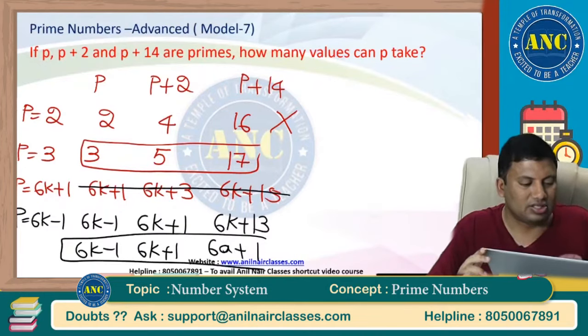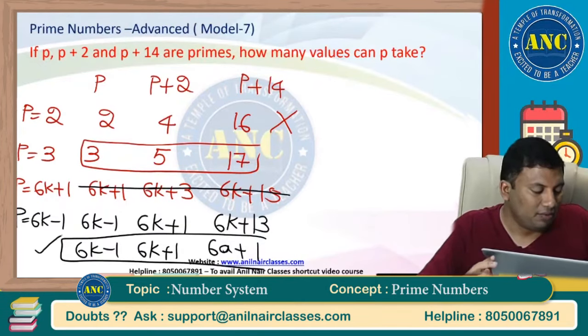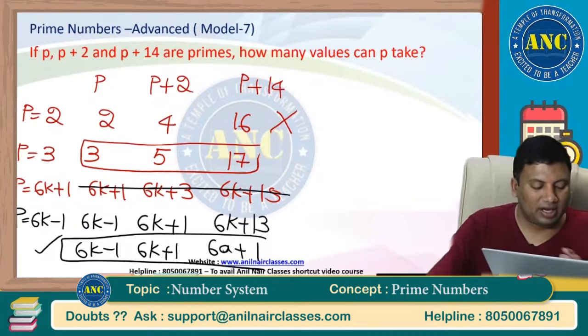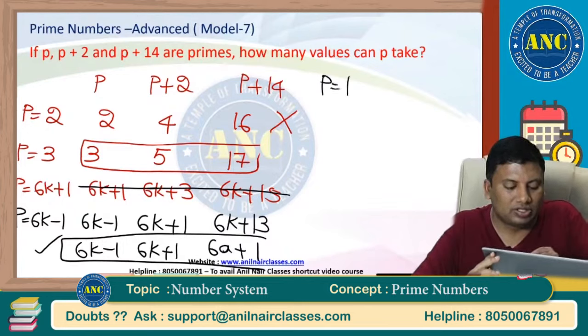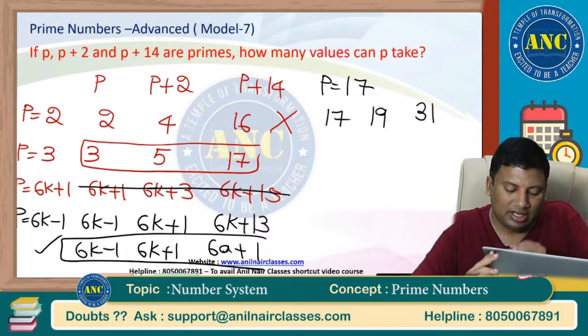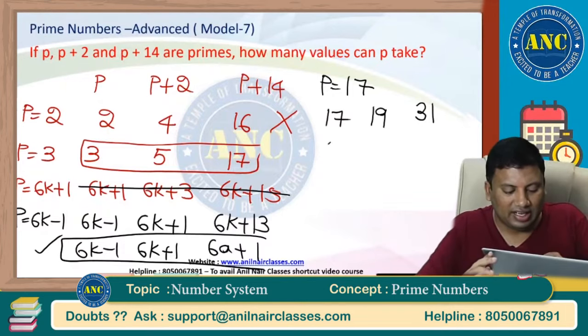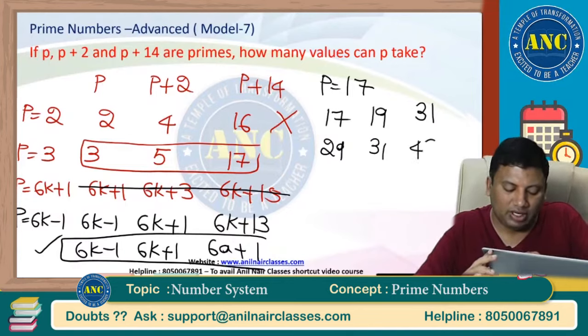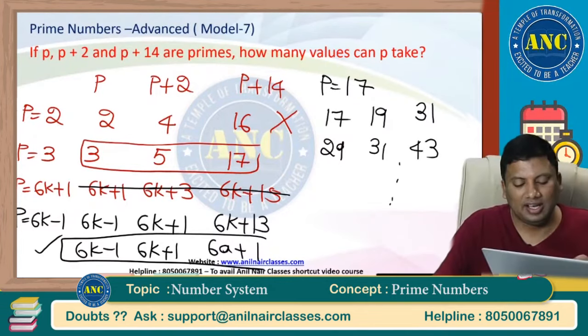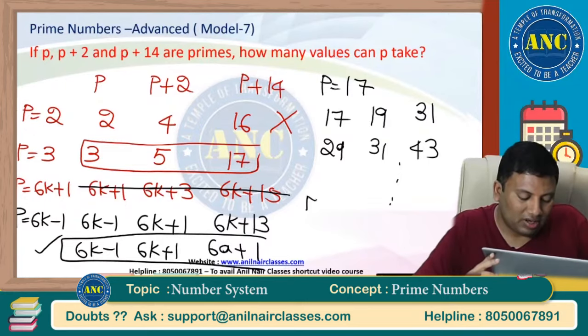Again the same case. There are a lot of prime numbers of the form 6k minus 1. It is giving the answer. Let us see. If p equivalent to 17: 17 plus 2, 19. 17 plus 14, 31. 17, 19, 31. This is the case. Suppose I take 29: 29 plus 2, 31. 29 plus 14, 43. This is another one. There exists more than one prime number which will satisfy this condition.